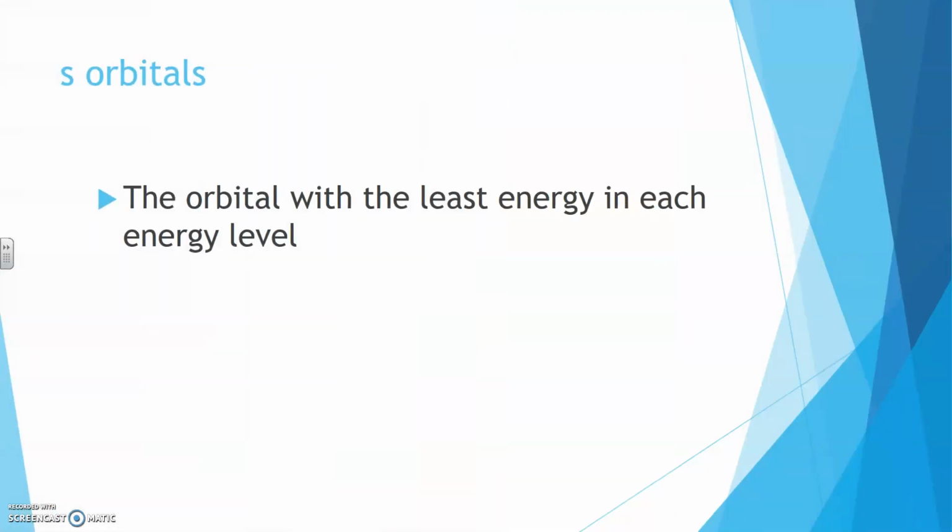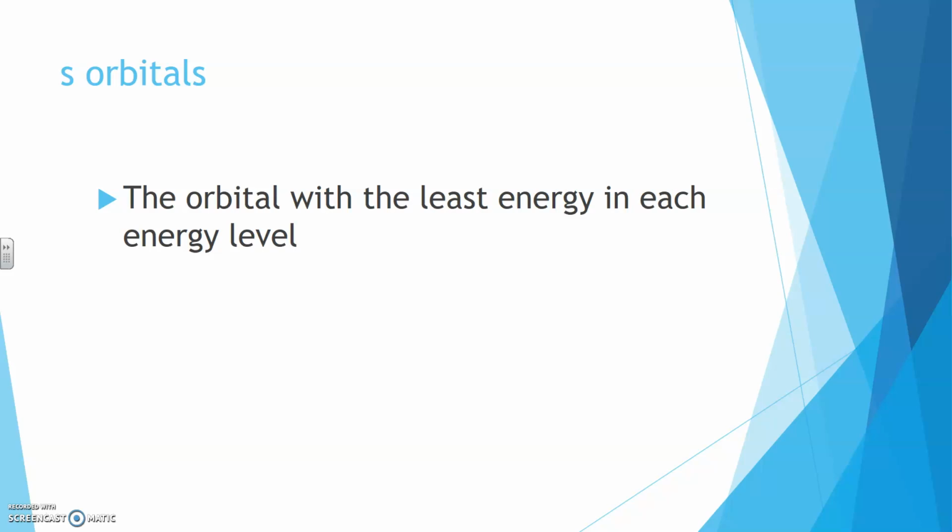So, S orbitals. These orbitals have the least energy in every energy level. Now, when I talk about energy levels, the periodic table is actually wonderful in the way that it works. Each row is its own energy level. There is some kind of funky stuff that happens when you add in the D and the F orbitals, but we'll get to that later.